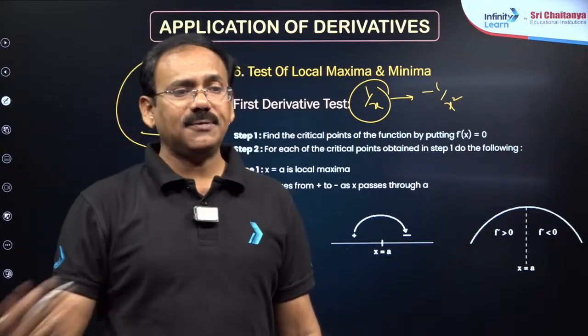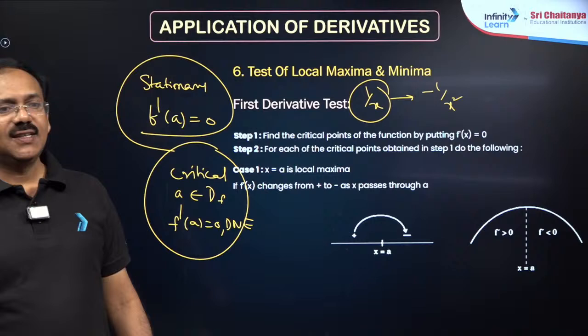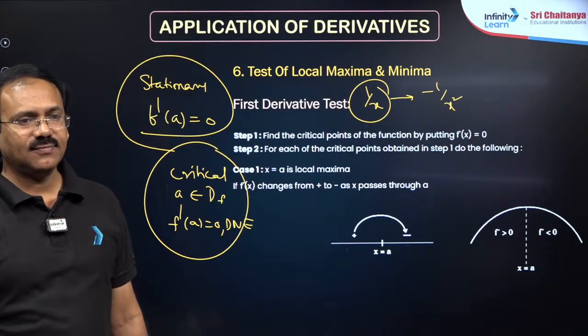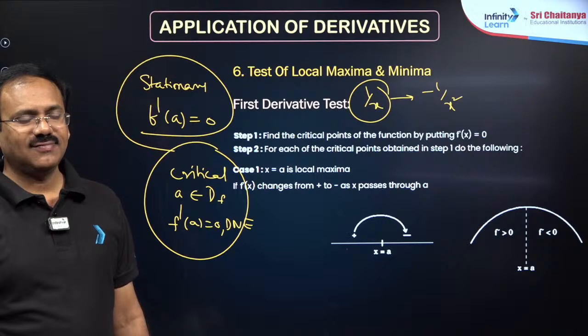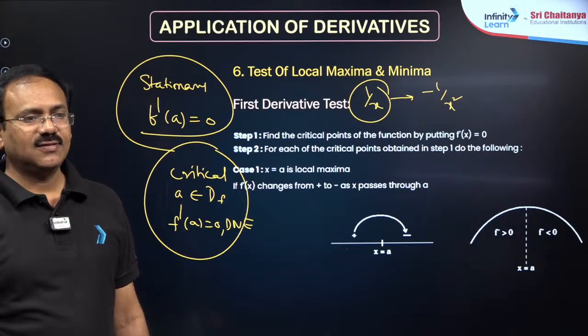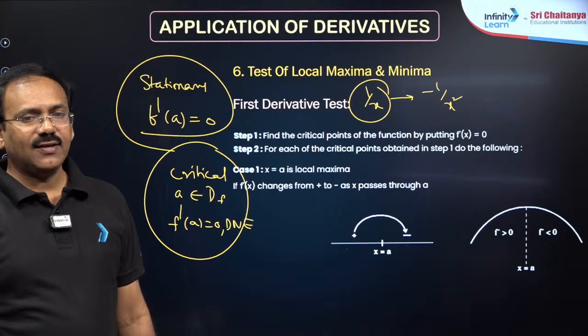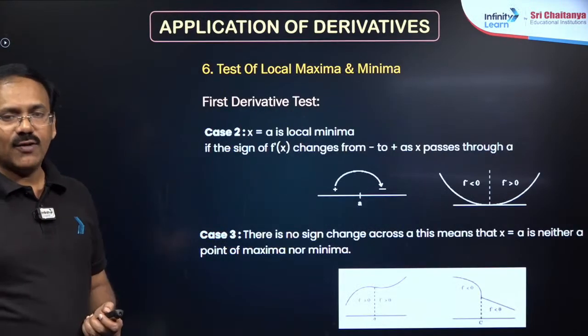Come on, come on. How many critical points are there? Quick, quick. Come on. One. Yeah, bhaiya. Okay, no problem.